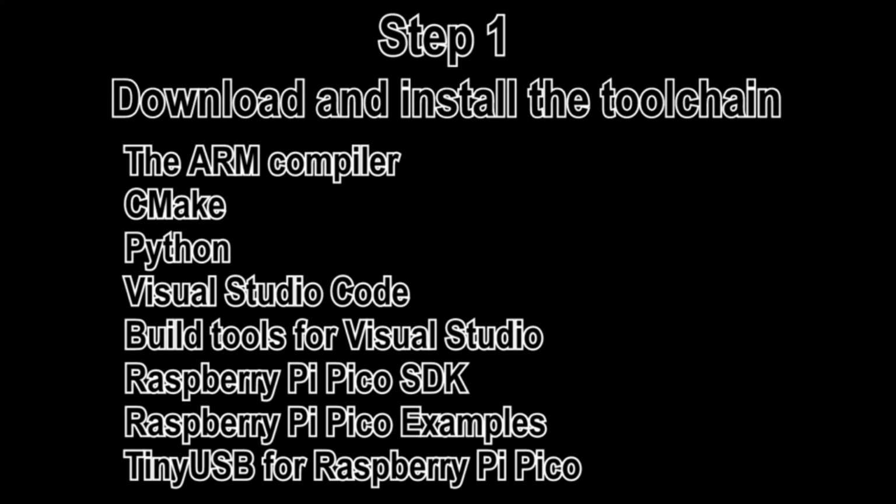Build tools for Visual Studio, which gives support for the C and C++ language. The Pico SDK, which is the software development kit, has all of the Raspberry Pi Pico specific libraries. The Pico examples, which you will use to test your build environment and is a great reference library. The TinyUSB library, which is linked into your projects to provide a serial to USB connection for communicating as a COM port for debugging and other tasks.